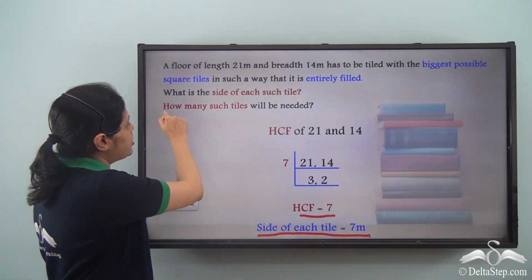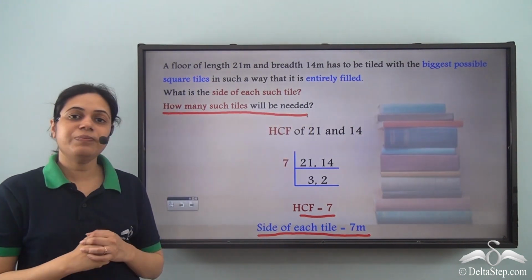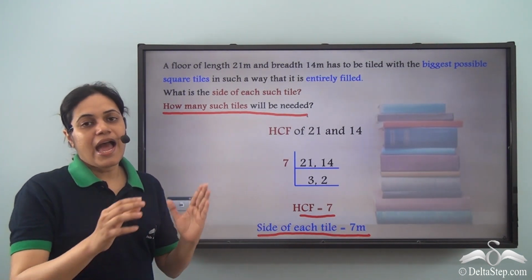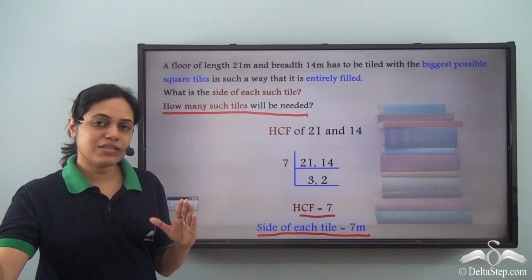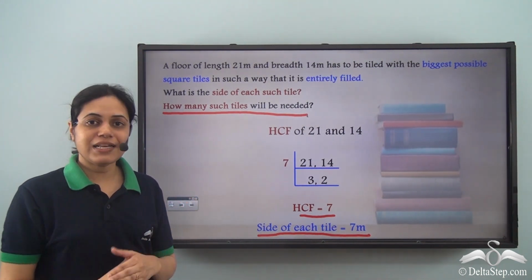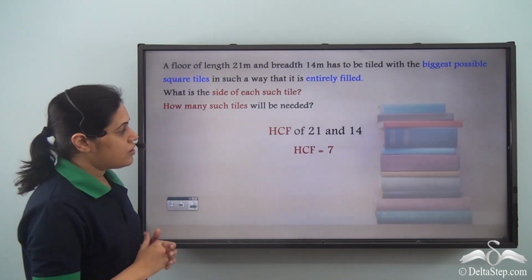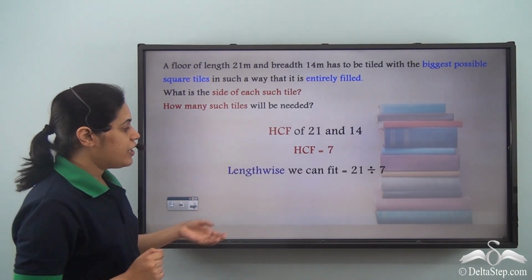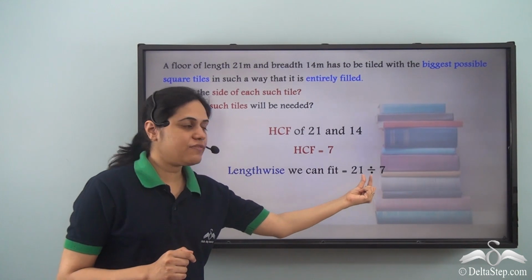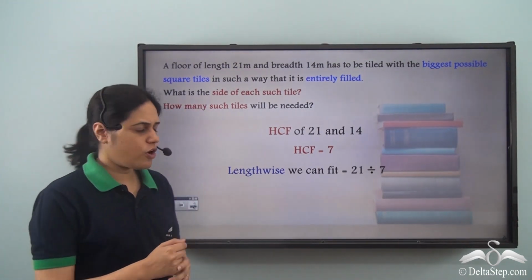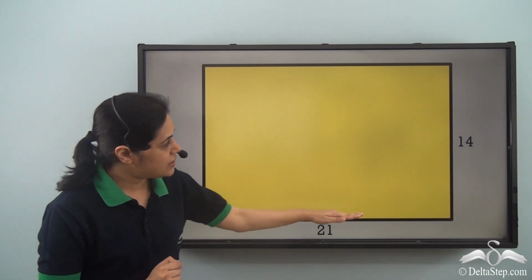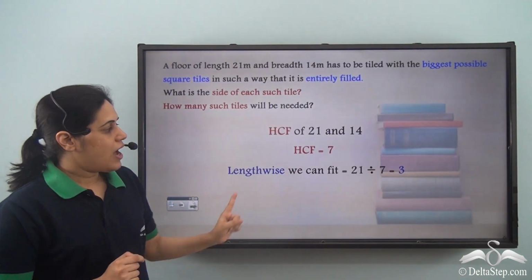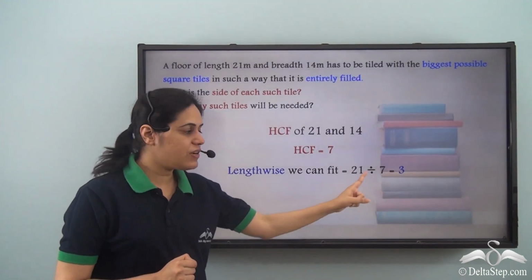Now there is another question here. How many such tiles will be needed? I have a floor which is 21 into 14 and I want to put 7 meter by 7 meter tiles. How many tiles will be needed? I already know that I am putting 7 meter tiles. Now lengthwise we can fit 21 divided by 7 tiles. What do we mean by that? If I consider this length and I put the tiles 7, 7, 7, I can have 3 tiles, which is 21 divided by 7.